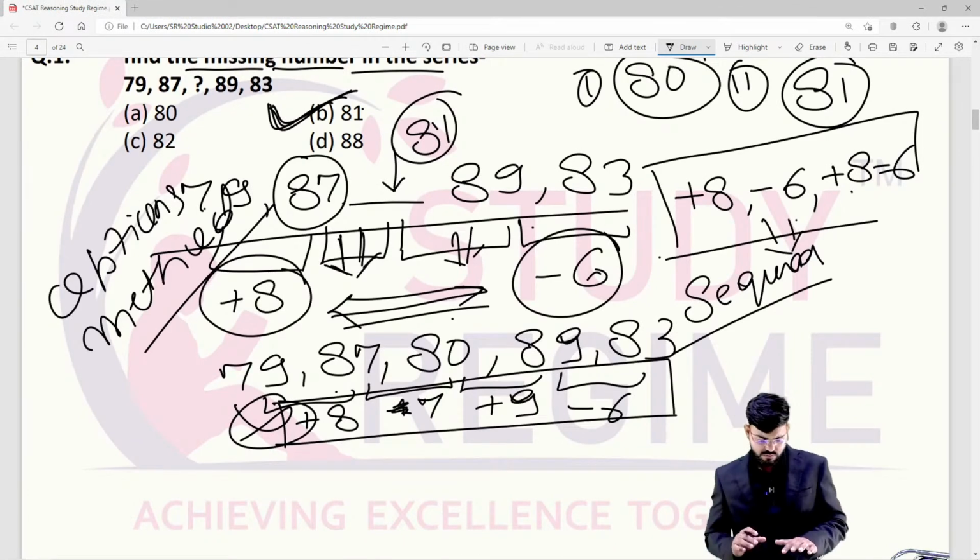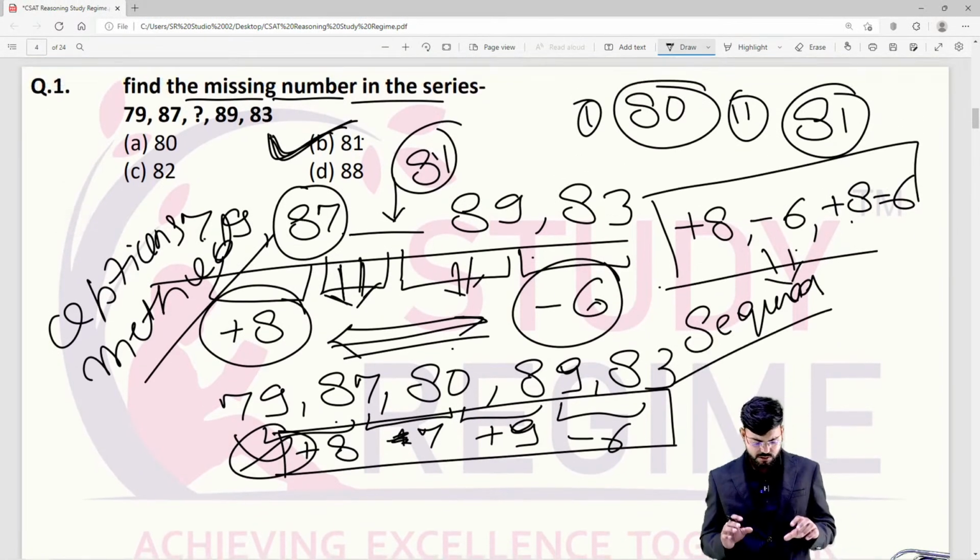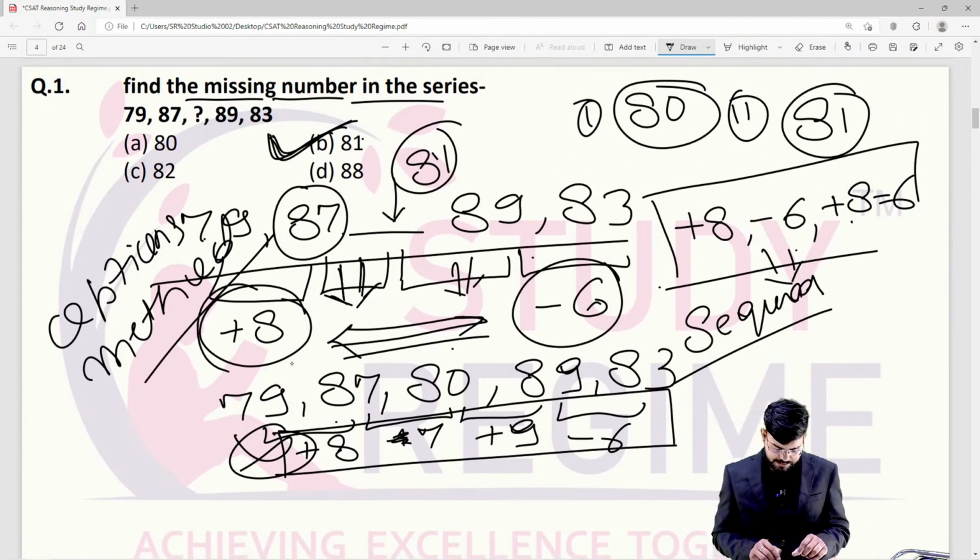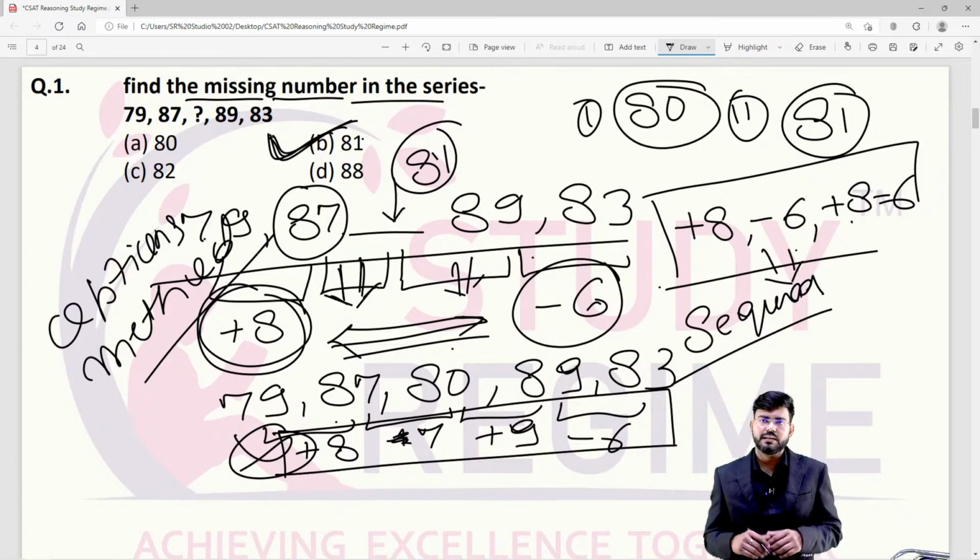This was the first question. In this question, 8 was added, then 6 was subtracted, then again it was added, and again subtracted. So the sequence was plus 8, minus 6, plus 8 and minus 6. You have to follow the sequence and find the number.